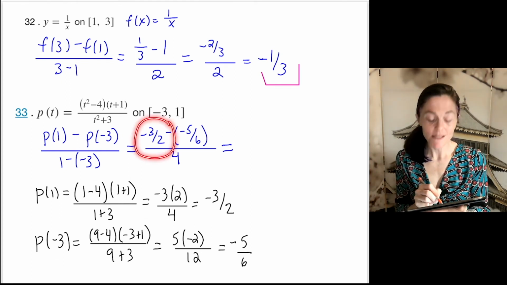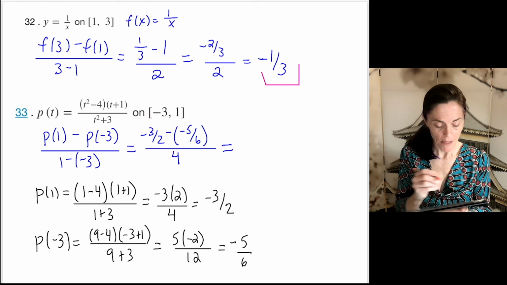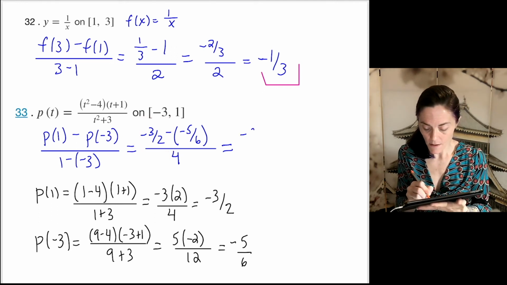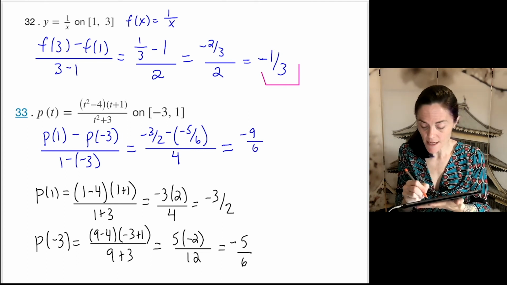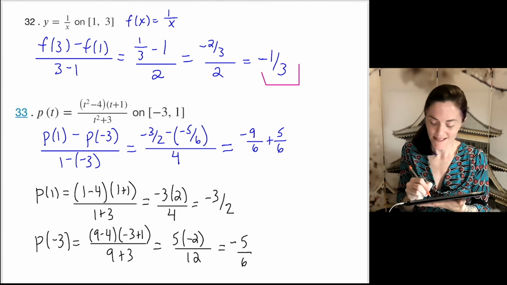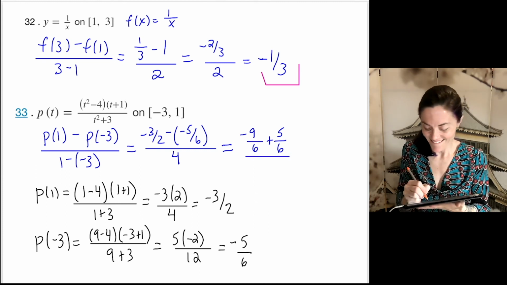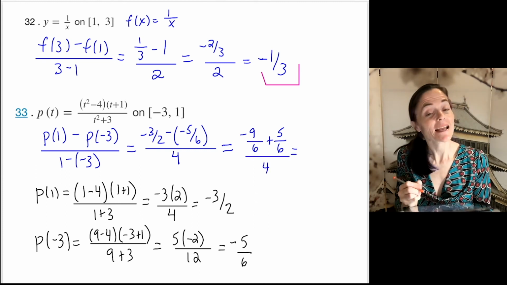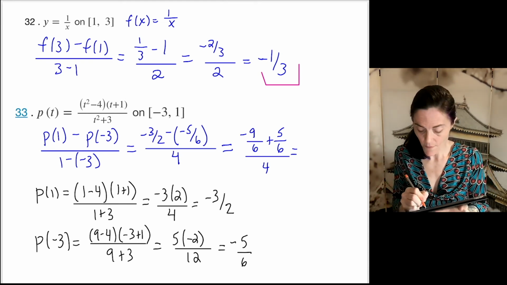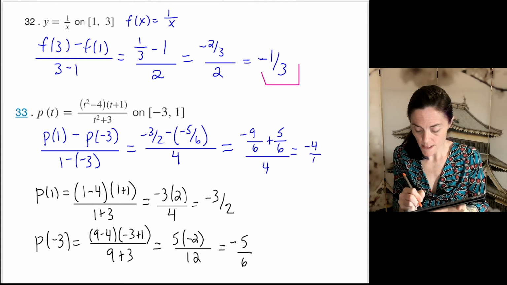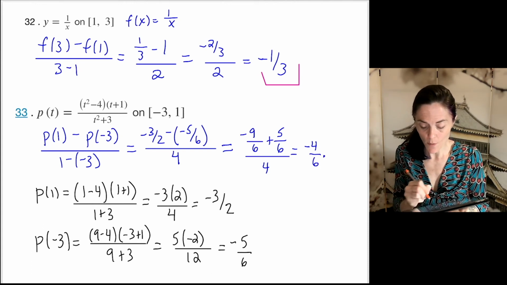So I can multiply this term by 3/3, and I will have -9/6. And the second one, you see I have negative, it's a plus 5/6, and then all over 4. -9 plus 5 is -4. So I have a -4/6. And then I will invert and multiply.